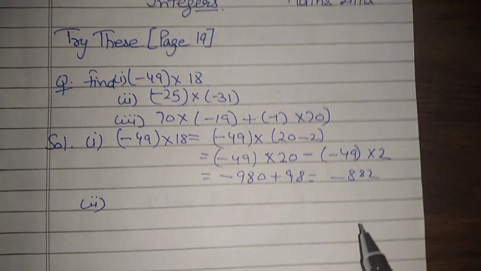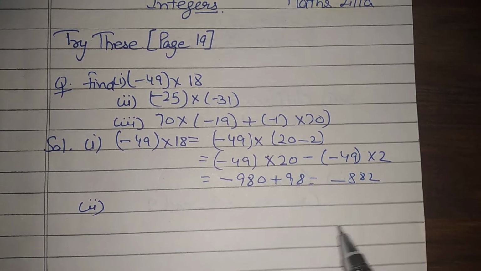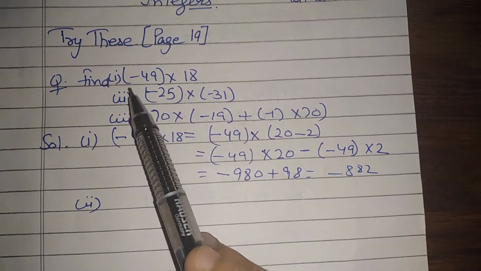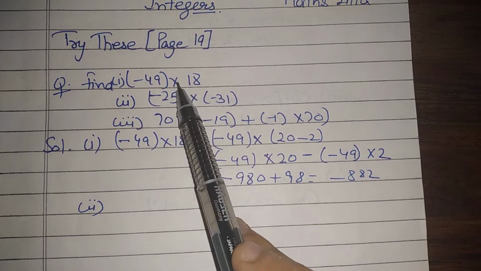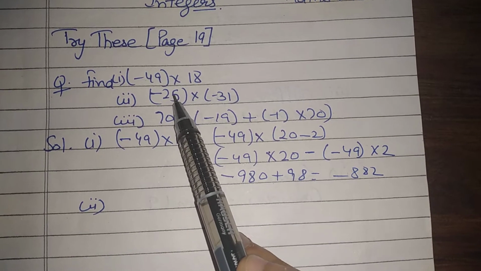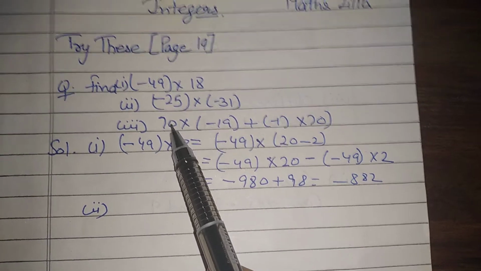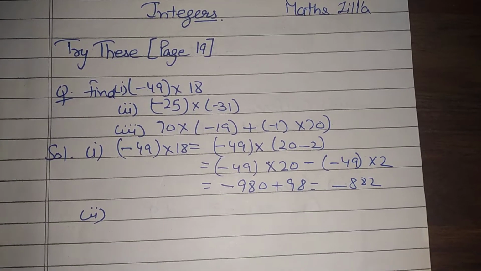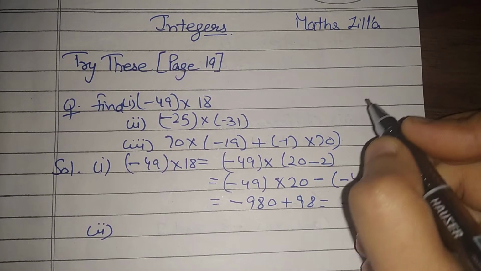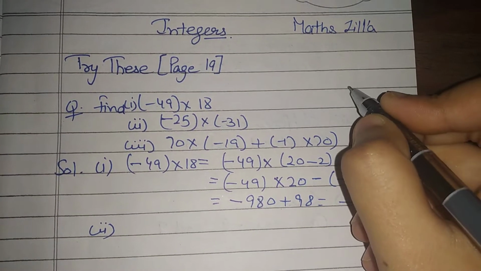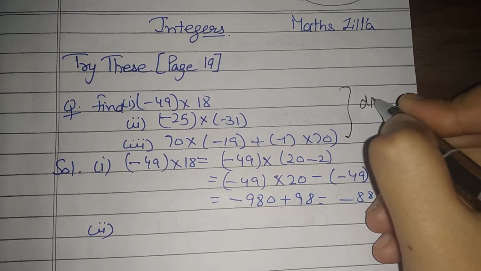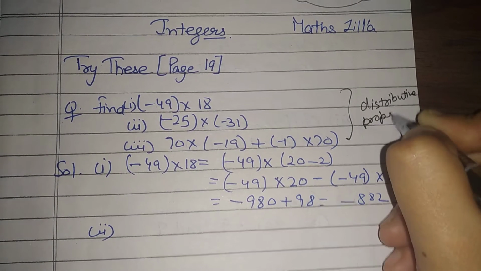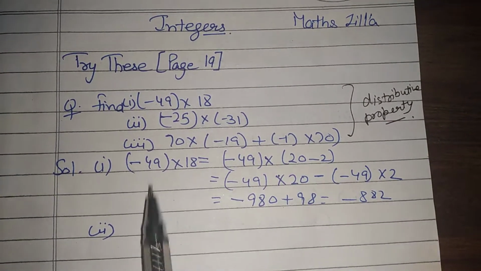So we are doing our chapter Integers of class 7th, and today we are going to do the Try This of page number 19. So the question is: find minus 49 into 18, minus 25 into minus 31, and 70 into minus 19 plus minus of 1 into 70. So here we will solve these questions with the help of the distributive property. So yes, we will start.